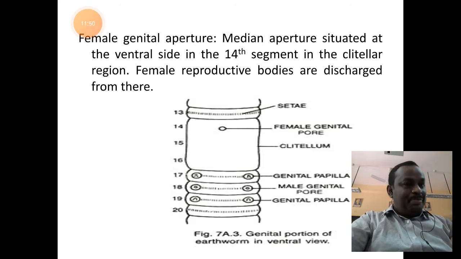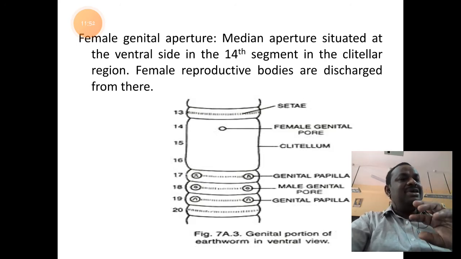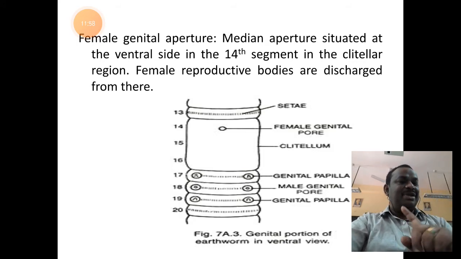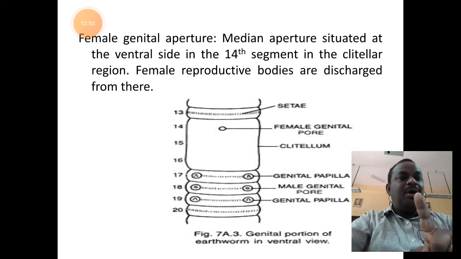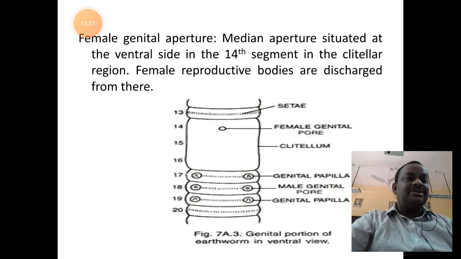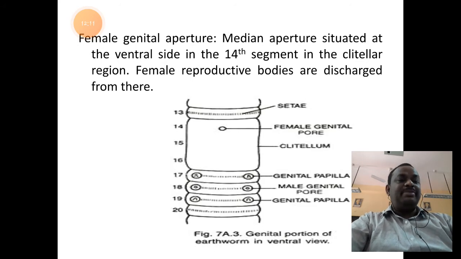So the opening of the 14th segment is embedded outside. It is covered outside otherwise by means of the clitellum. Remember that. Okay. So the 14th segment has a single opening of female genital aperture, and the 18th segment has paired genital openings of the male reproductive system.